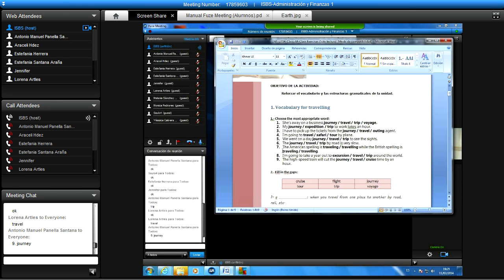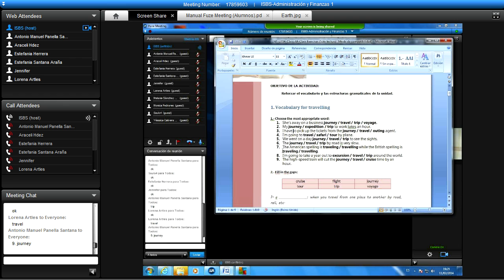Or trip time. That trip time is not correct here. But travel time could be okay, because it's the time that you need for traveling. So travel time, but journey would be better, I think.